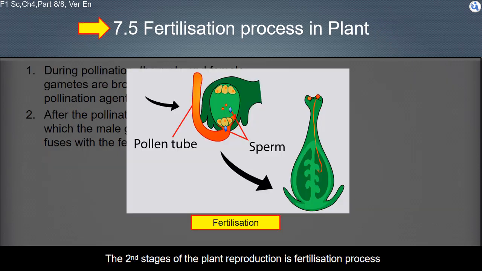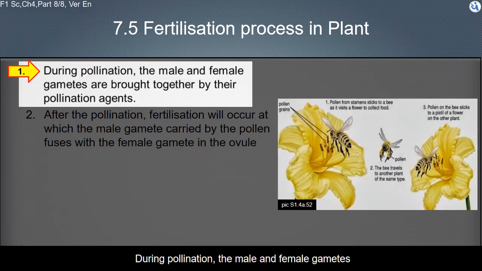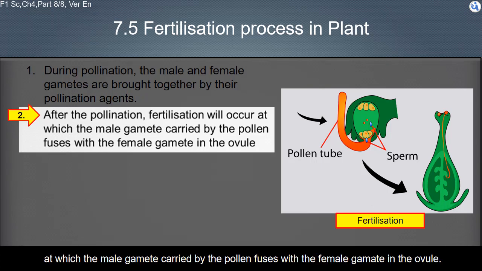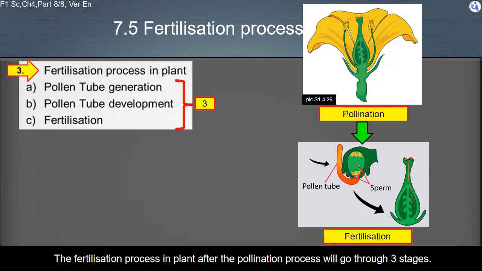The second stage of plant reproduction is the fertilization process. We will discuss the fertilization process in plants in this topic. During pollination, the male and female gametes are brought together by pollination agents. After the pollination, fertilization will occur, at which the male gamete carried by the pollen fuses with the female gamete in the ovule. The fertilization process in plants after the pollination process will go through 3 stages.